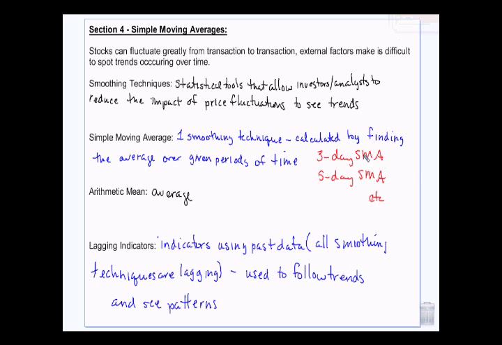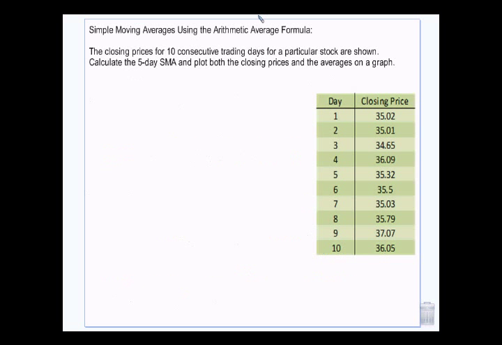This SMA tells me it's a simple moving average, and then this tells me how big of a block of days I need to do at a time. Okay. So you add up the current price of those days?